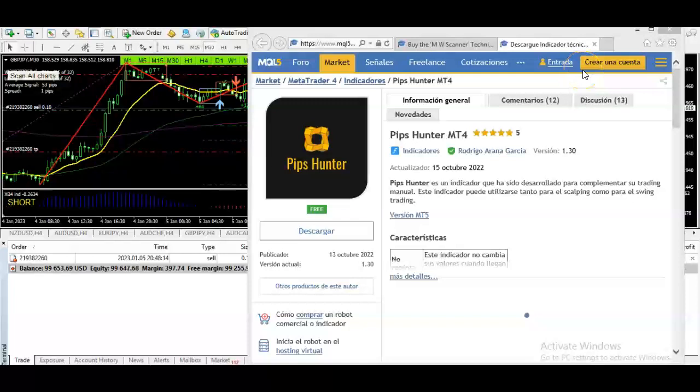Alright, how y'all doing? I'm gonna show you this algorithmic strategy that I put together using several indicators, for those who are looking to reduce their emotions. It's going to be based on an indicator I found on MQL5 called Pip Hunter.